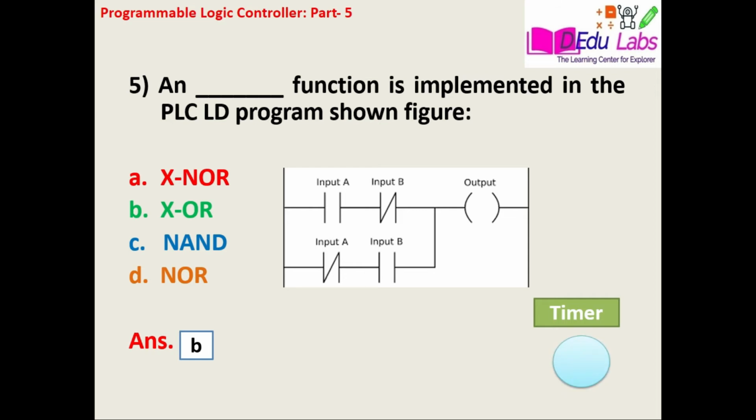So this is considered A bar into B, and both branches are connected in parallel. So here the output is equal to A into B bar plus A bar into B. So here the answer is option number B, that is, exclusive OR, because A into B bar plus A bar into B is the equation of the exclusive OR gate.